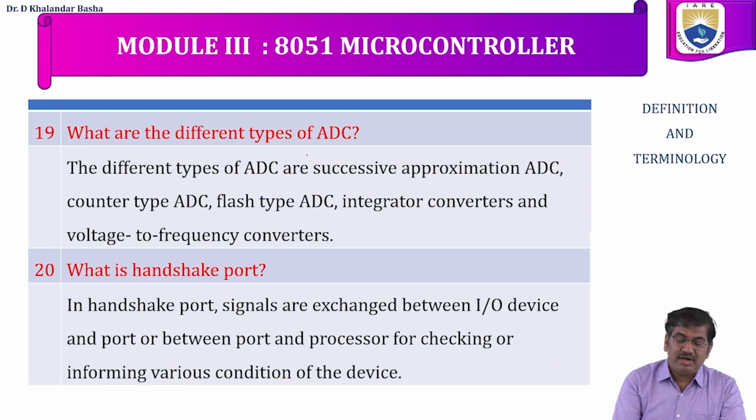So what are the different types of ADCs? There are various ADCs existing. The different types of ADCs are successive approximation ADC, counter type ADC, flash type ADC, integrating converters, and voltage to frequency converters.